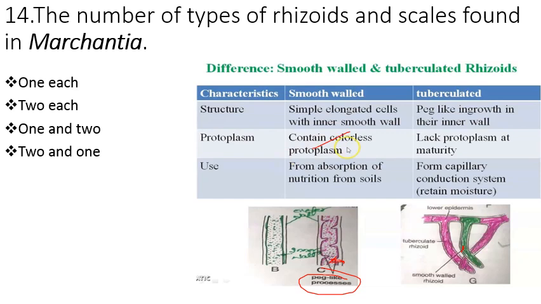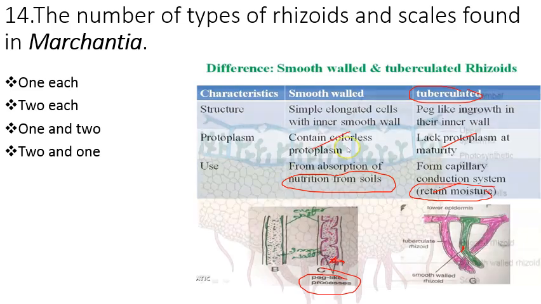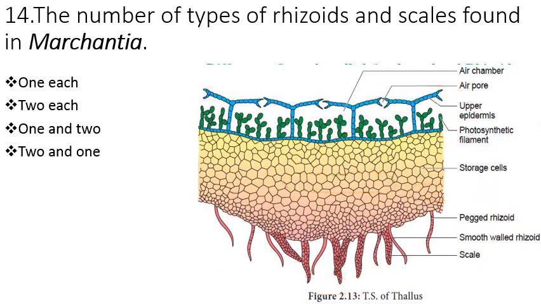Then protoplasm: in the case of smooth-walled rhizoids it contains colorless protoplasm. Tuberculated rhizoids lack this protoplasm at maturity. The main use of smooth-walled rhizoids is that they help in absorption of nutrition from soil. Whereas tuberculated rhizoids form a capillary conduction system, which mainly plays an important role in retaining moisture. And the scales also help in water retention, appendiculate scale and ligulate scale. So there are two types of scales and two types of rhizoids.